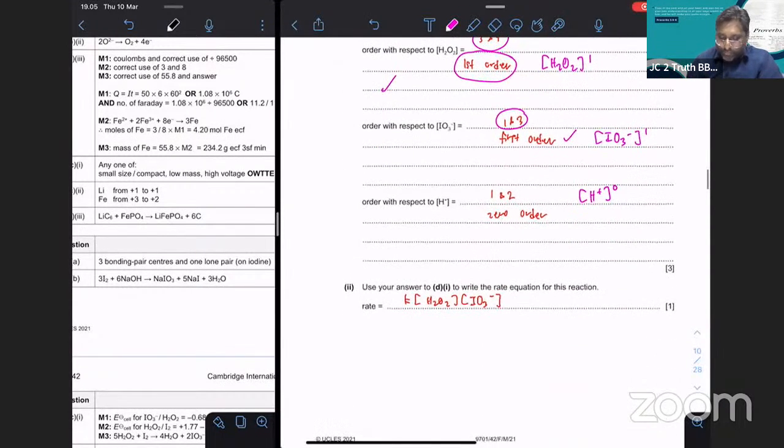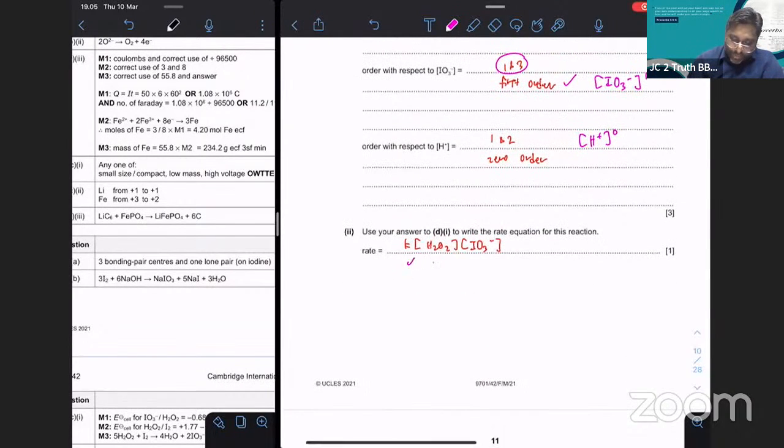So use your answer and write the rate equation for this reaction. So rate = k [H2O2] [IO3 minus]. I do not include the H plus because it is zero order. So that is going to be my rate equation.